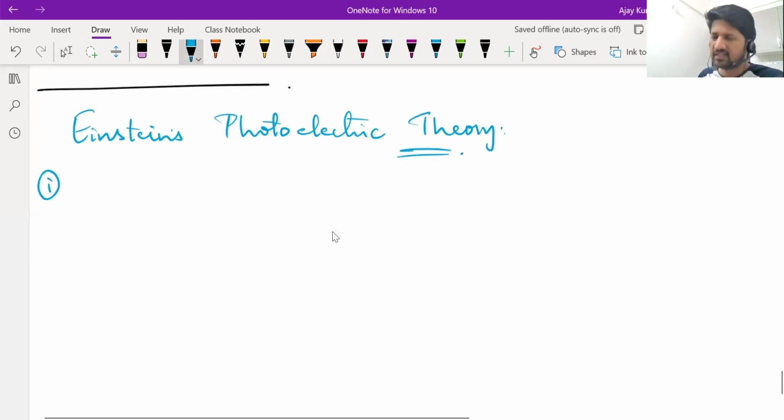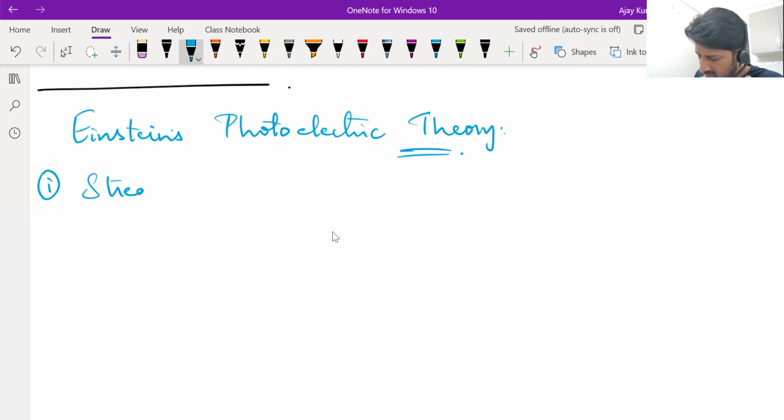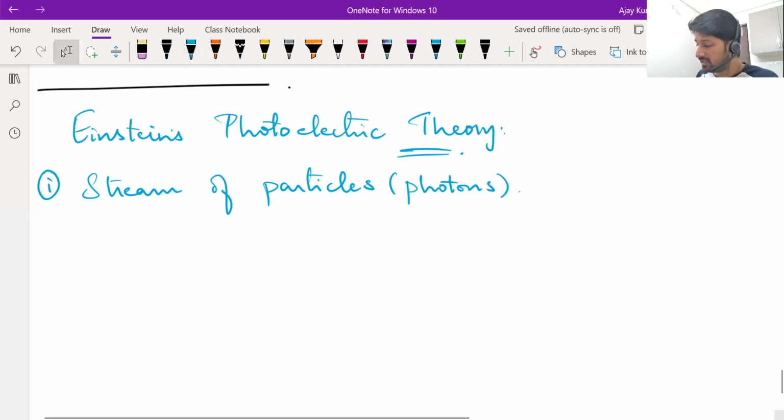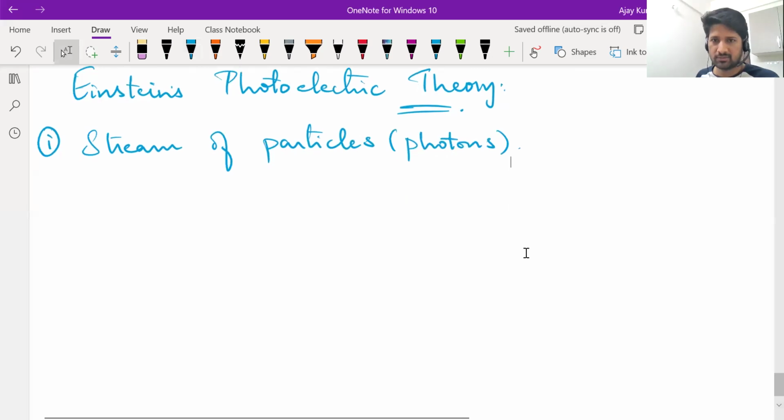Okay, what did Einstein say? Einstein said that light is not always a wave. When interacting with very, very small particles like electrons, light behaves as a stream of particles. You have to consider light as a stream of particles to be able to explain all these observations. And these streams of particles, light particles, are called photons. So he said light behaves as a stream of photons.